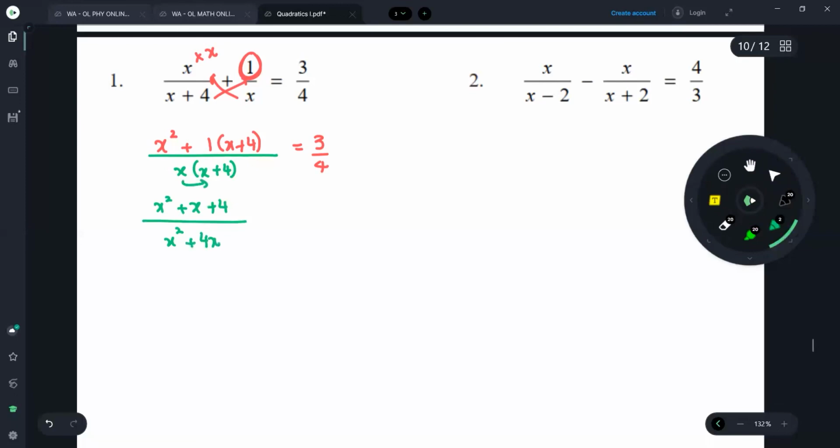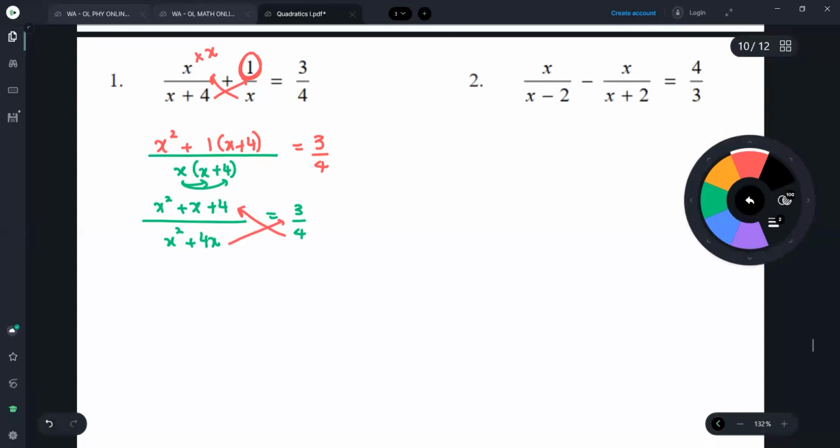So x into x, and x into 4, equals 3 upon 4. Now, when you have a single denominator on the left hand side, then you cross multiply, okay? So 4 is going to be multiplied by all of this and 3 is going to be multiplied by all of this. So I'm going to write down 4 first. Open up a bracket, write down x squared plus x plus 4 equals 3, bracket open, x squared plus 4x and bracket close. Yes or no?